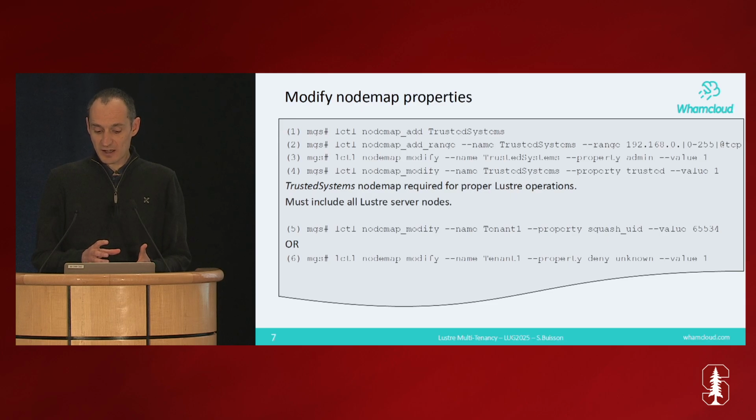So here, this Trusted Systems node map is taking care of the whole list of servers, and it puts them into a privileged node map. And when you are using node maps, it is mandatory to have such a node map for the servers. Otherwise, Lustre would not work properly. So it's very important to have that privileged node map for servers.